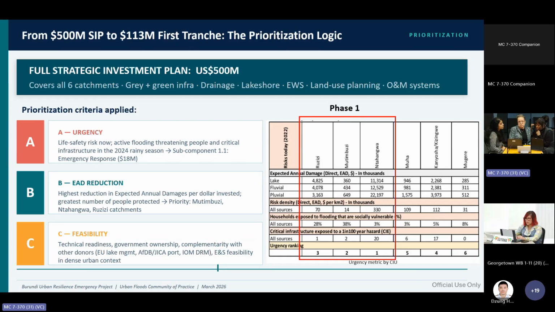Each of these units was then assessed against 3 criteria, A, B, and C. A in terms of urgency, B in terms of the overall reduction across these catchment investment units in the expected annual damages, and of course, C in terms of feasibility, including technical readiness, environmental and social constraints. So this provided a structured way to move from a 500 million system-wide pipeline to a prioritized set of investments. And that is essentially what drove the selection of the first tranche of investments across the highest 3 ranked catchments of Nahangwa, Mutambezi, and Ruzizi.